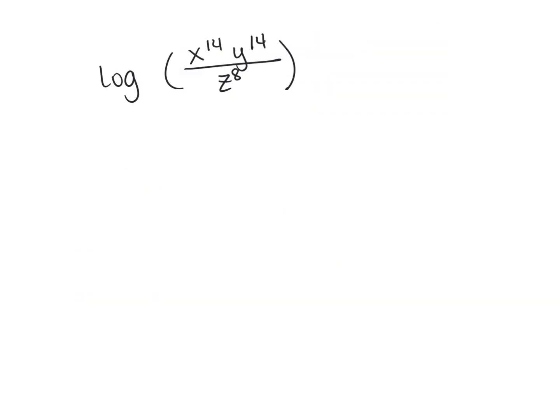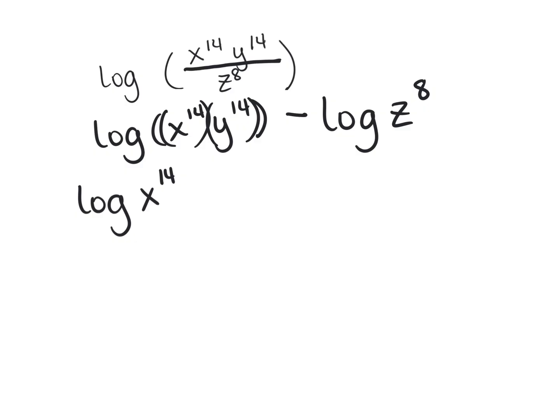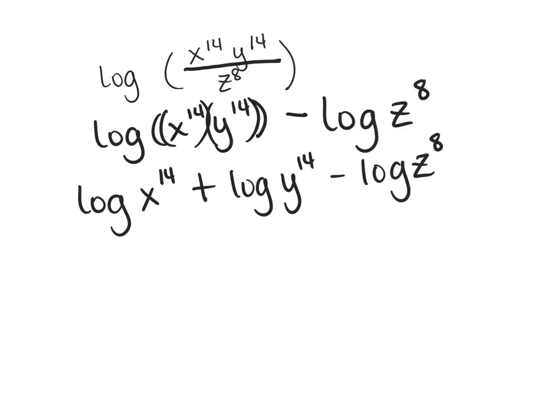This next one looks very similar. Notice, please, that you are dividing here. So you have the log of the numerator, which is x to the 14th, y to the 14th. And then I'm dividing, so I subtract, and then I will have the log of z to the 8th. Then I have these two things being multiplied, so that will expand and become log of x to the 14th plus log of y to the 14th, and then I subtract log of z to the 8th.